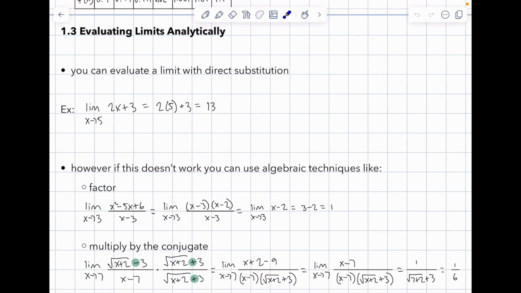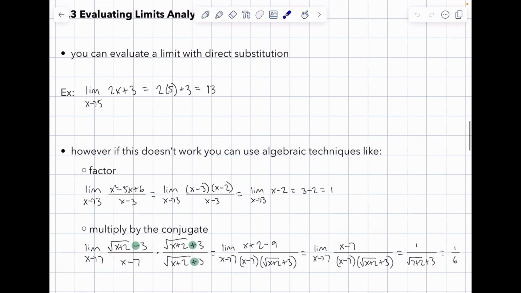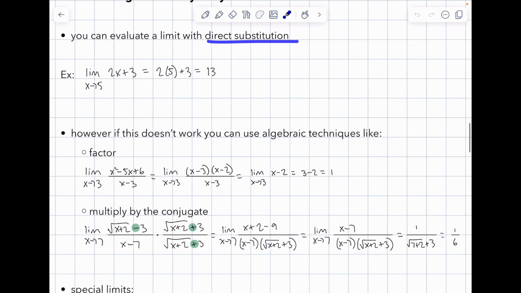Now let's evaluate limits analytically. The first method of evaluating a limit analytically is with direct substitution. In this case, the limit as x approaches 5 of 2x plus 3, you can just substitute x equals 5 for x in here. And so you get 2 times 5 plus 3, and that gives you the answer of 13. So that's the first way you can evaluate a limit.